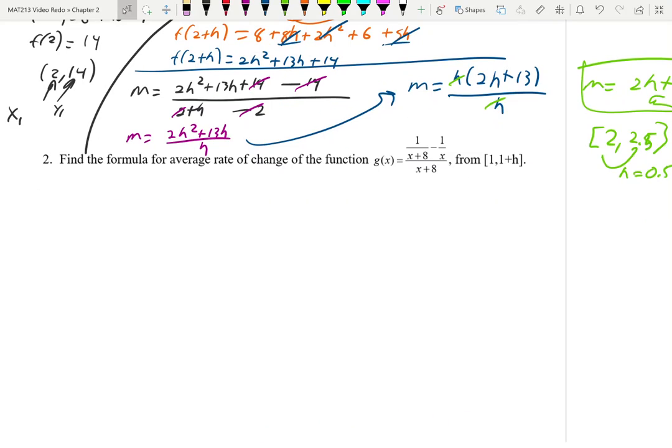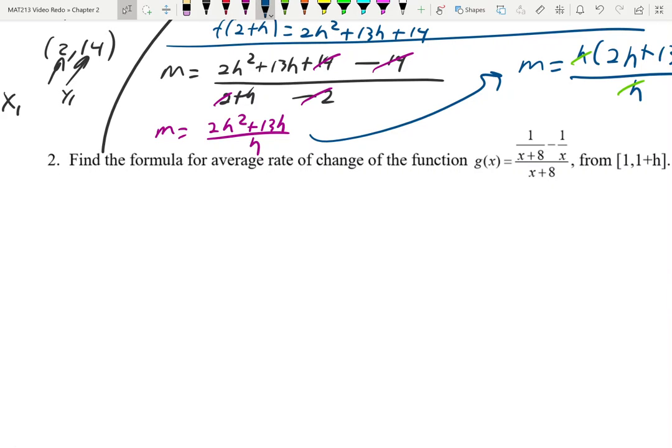Now, this one's going to be the most challenging algebraically. The last two were simply, when I say simply, simple is a relative word. Simple is not easy for sure, but they were polynomials, right? We were subbing into a polynomial. This thing's not a polynomial. So notice we're going to go 1 to 1 plus h. All right, so here we go.